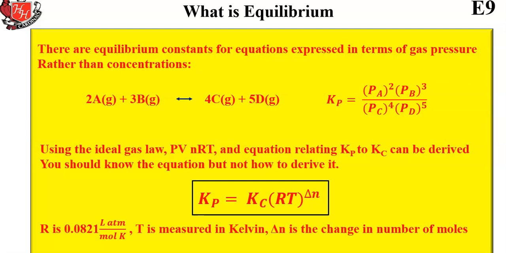and delta n is the change in the number of moles from reactants to products. So if you look at the reaction up above, on the left-hand side, the reactant side, there's 2 moles of A and 3 moles of B. That's a total of 5 moles. And on the right-hand side, the product side, there's 4 moles of C and 5 moles of D. So that's a total of 9 moles. So the change in moles is going from 5 to 9, so that number would be 4. The change in moles would be 4. You just add up how many moles of each reactant and product you have, and it's just whatever the change is.